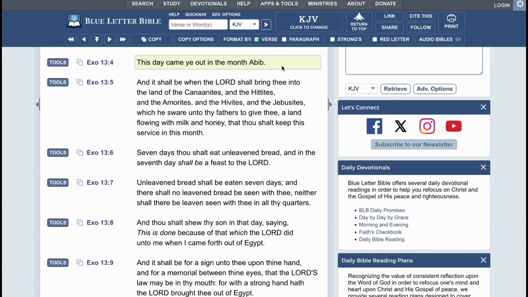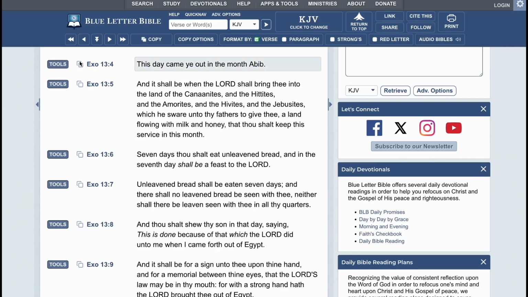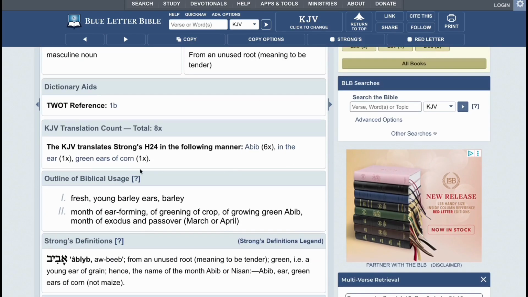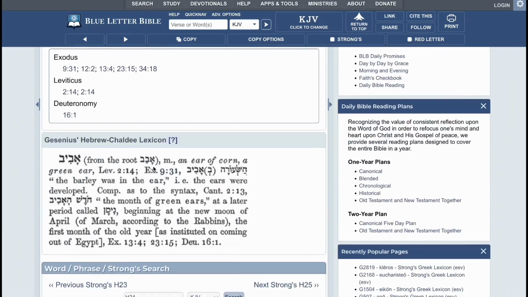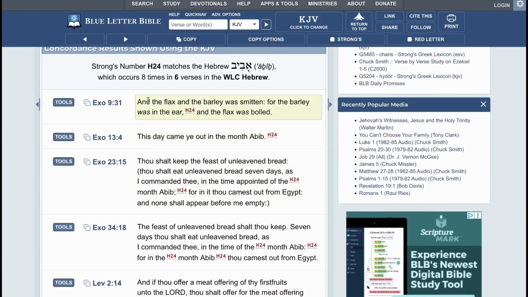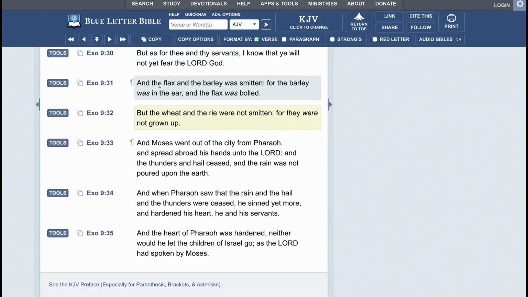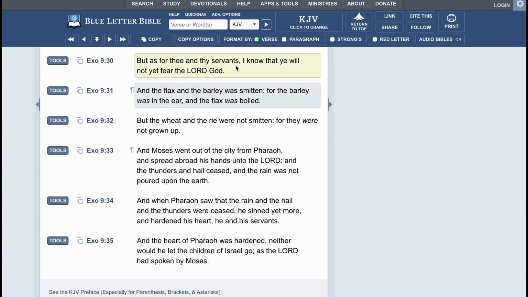And we also learn in Exodus 13:4, "This day came ye out in the month Abib." Well, Abib actually means corn, if you look up the word. It's the same word for green ears of corn. And actually Moses tells a parable to Pharaoh. "But as for thee and thy servants, I know that ye will not fear Jehovah God. And the flax and the barley was smitten, for the barley was in the ear," that's the word Abib, "and the flax was bold. But the wheat and the rye were not smitten, for they were not grown up."